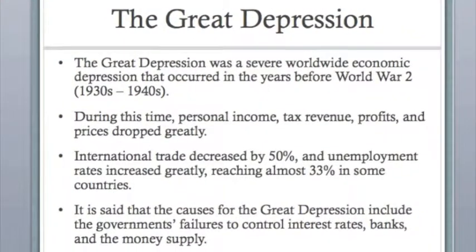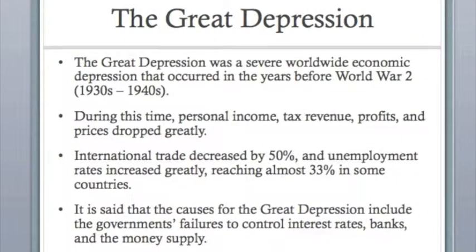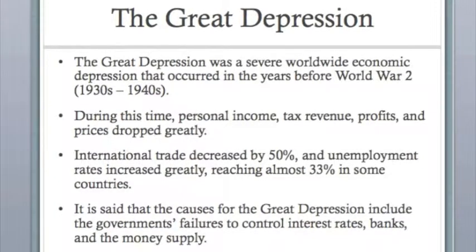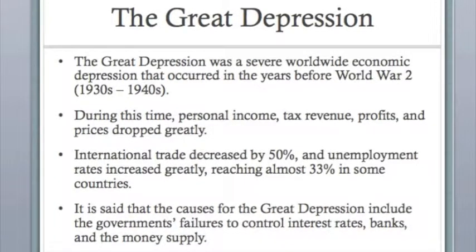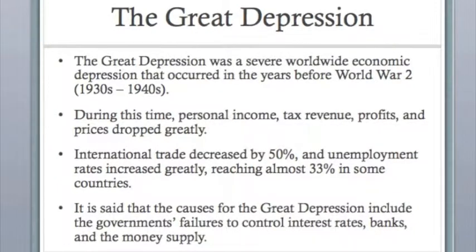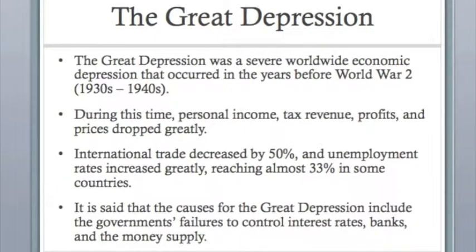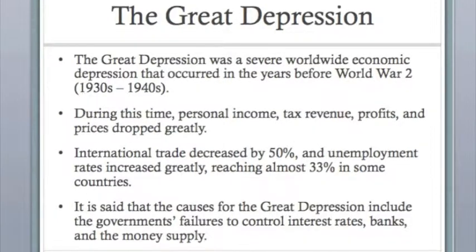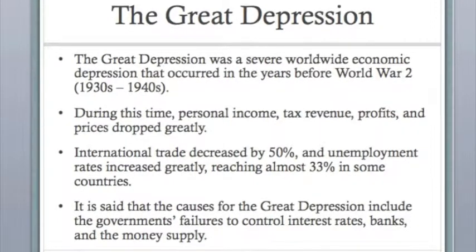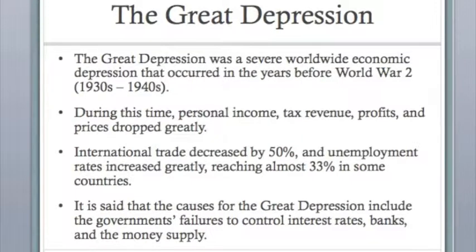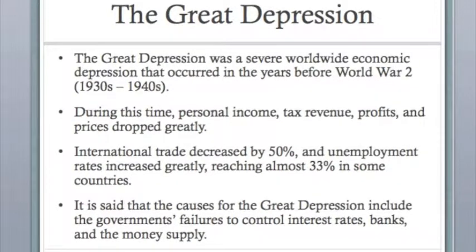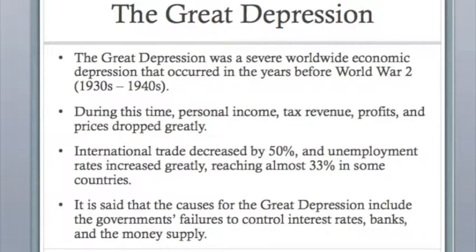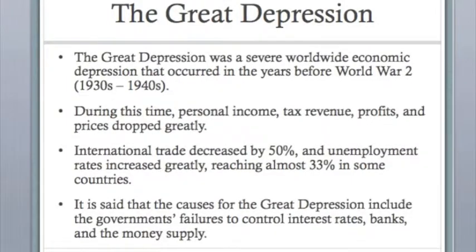Great Depression. The Great Depression was a severe worldwide economic depression that occurred in the years before World War II. During this time, personal income, tax revenue, profits, and prices dropped greatly. International trade decreased by 50% and unemployment rates increased greatly, reaching almost 33% in some countries. It is said that the causes for the Great Depression include the government's failures to control interest rates.